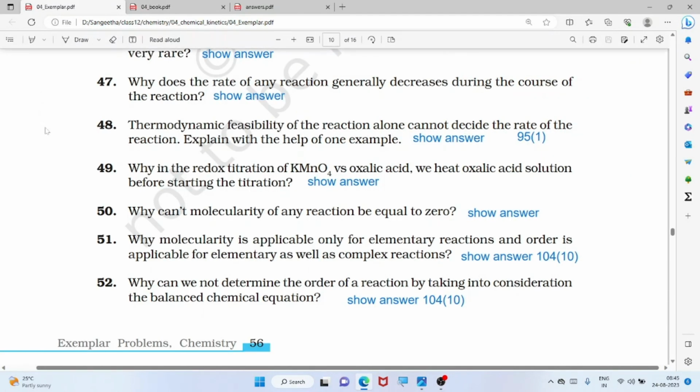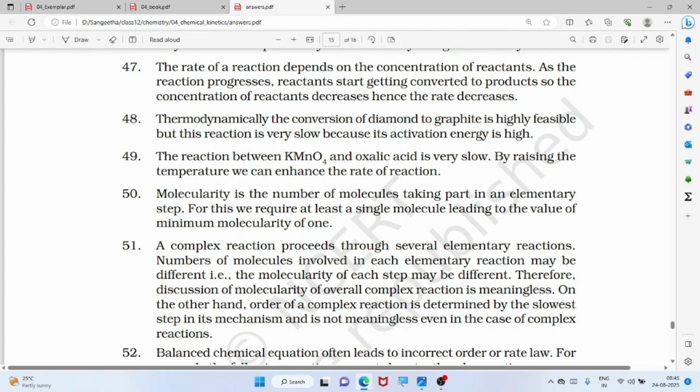Why do we heat oxalic acid before the redox titration of KMnO4 versus oxalic acid? 49. The reaction between these is very slow. By raising the temperature, we can enhance the rate of the reaction.